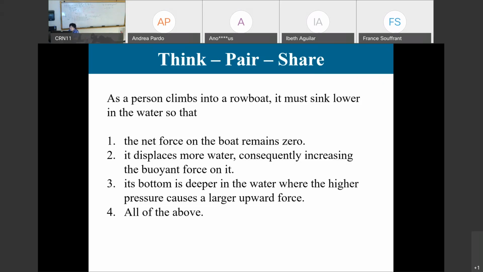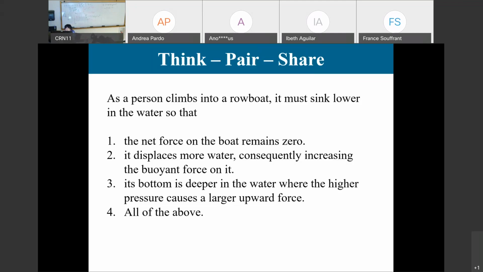It displaces more water, consequently increasing the buoyancy. So let's suppose the boat is in water and is floating due to the buoyancy, right? So there is a force. The weight of the displaced water is equal to the buoyancy. So the buoyancy has to go up because you have displaced more water. So it displaces more water, consequently the buoyant force on it. Yes, true.